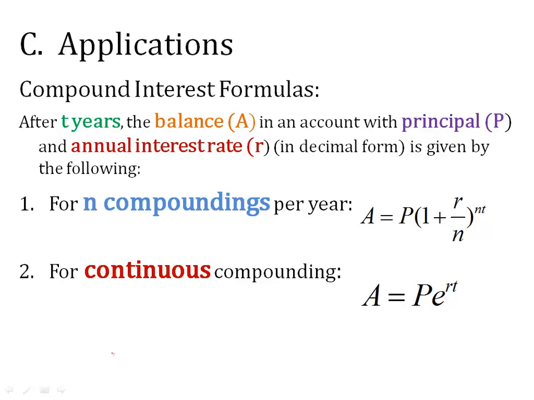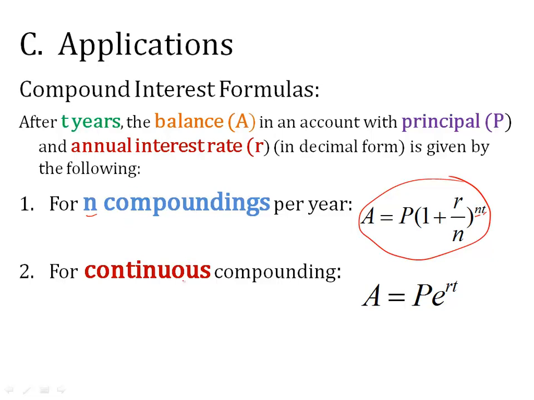It says after t number of years, the balance, which is referred to as A, in an account with the principal P and an annual interest rate of r, which will be put in decimal form, is given by the following. It just depends on how it's compounded. For n compoundings, where it tells you how many times it will compound during the year, you're going to use this first equation: the principal times 1 plus the rate divided by the number of compoundings, raised to the number of compoundings times time. Complex formula, you need to know how to use it. This is for n number of compoundings.